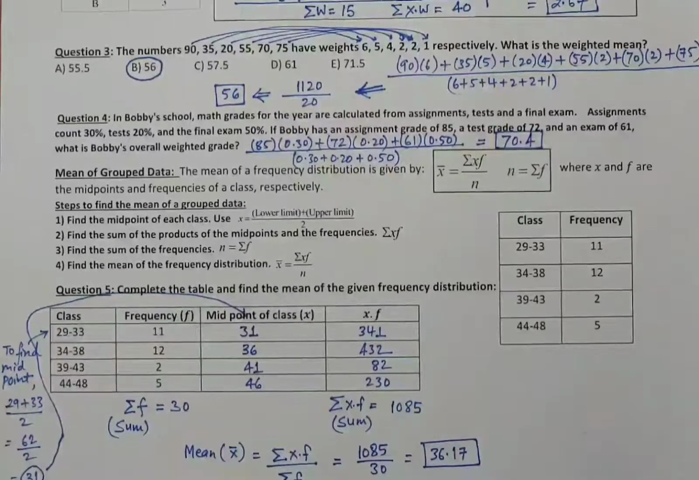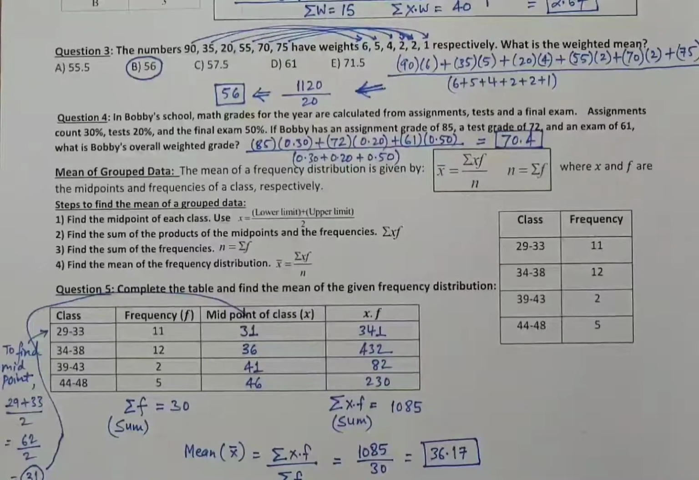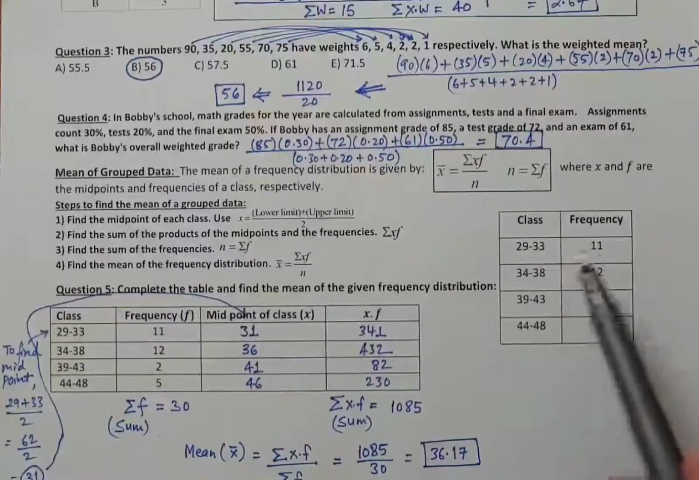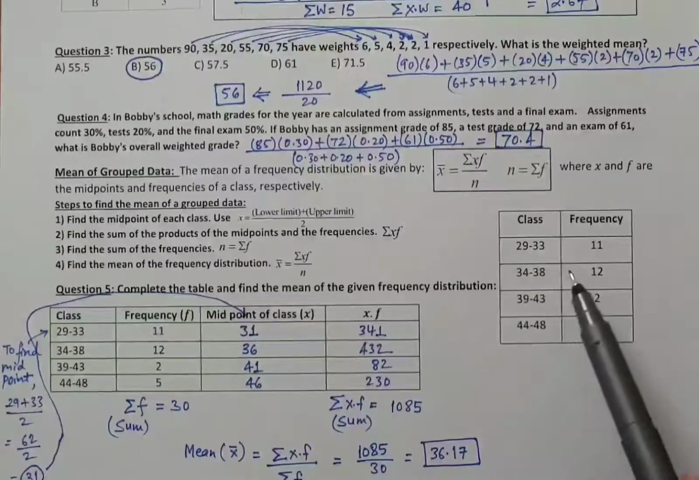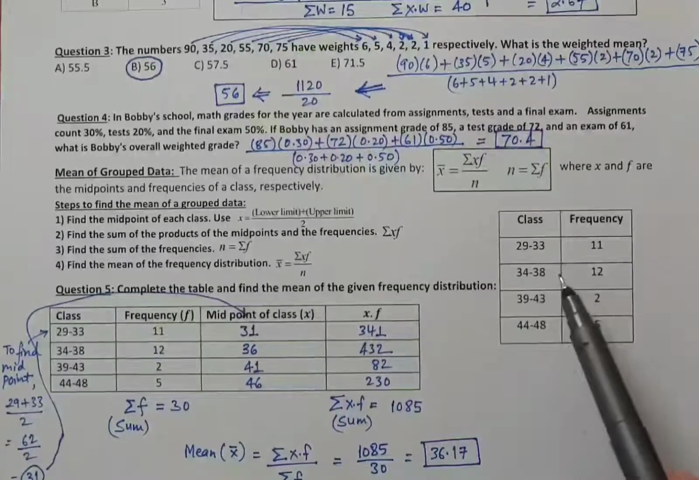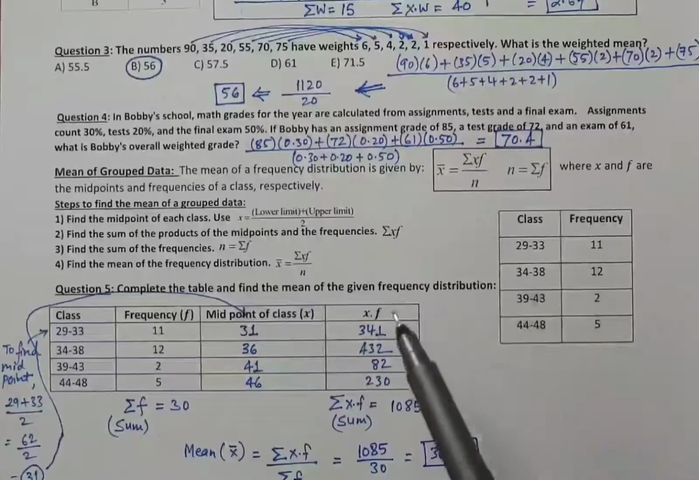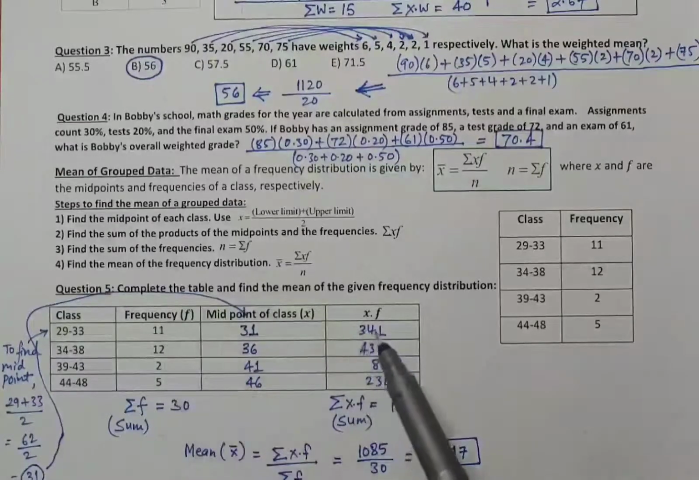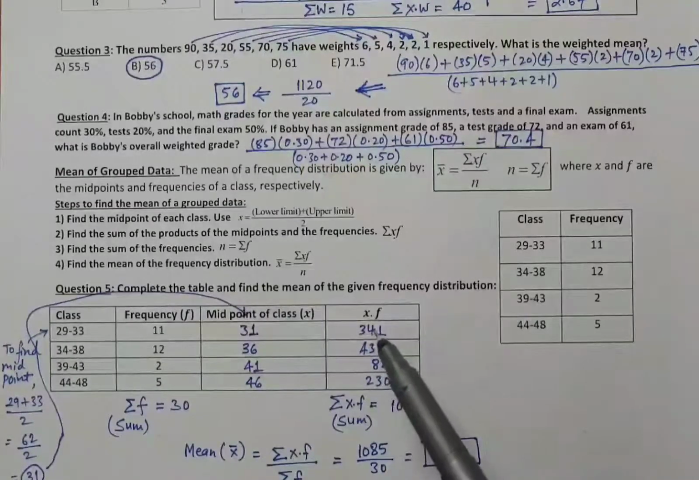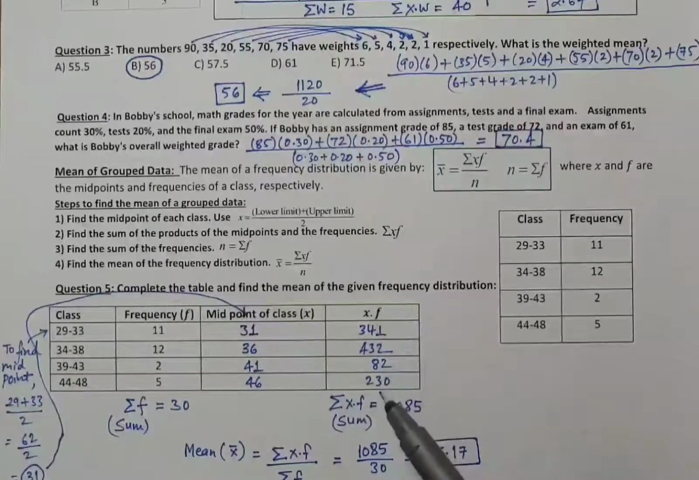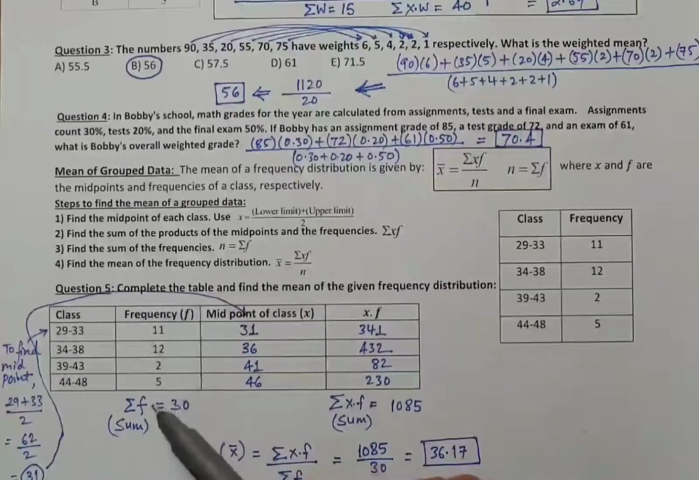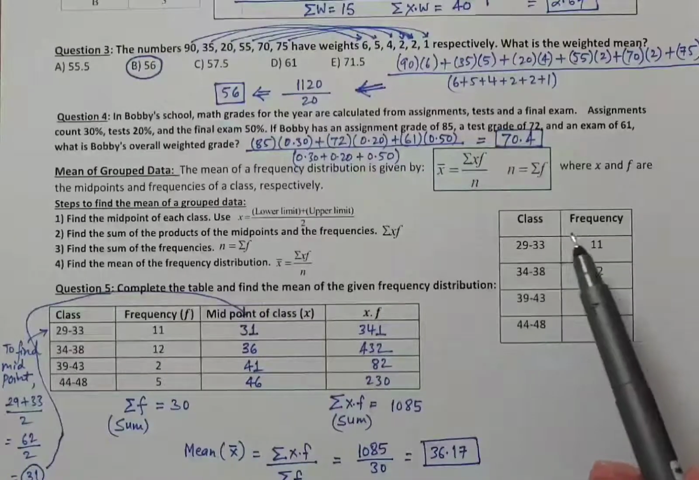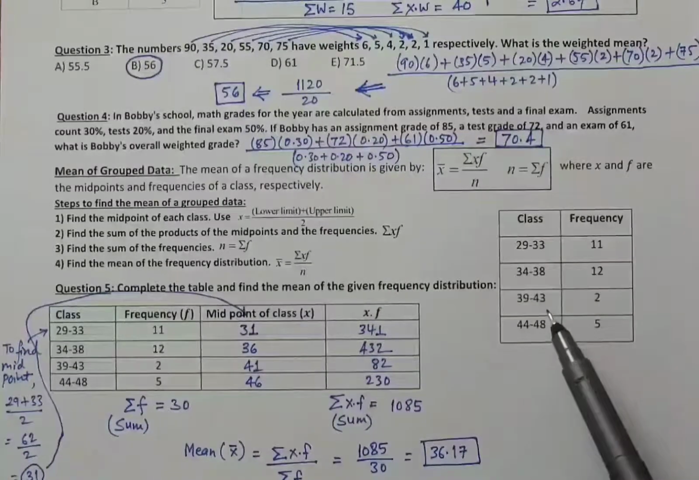Okay, so this is the process to find the mean of any frequency distribution of group data. So you find the midpoint and then multiply by frequency, and then you add the products of x and f, and you add the frequencies, and then you divide. Okay, so this is how you find the mean of group data.